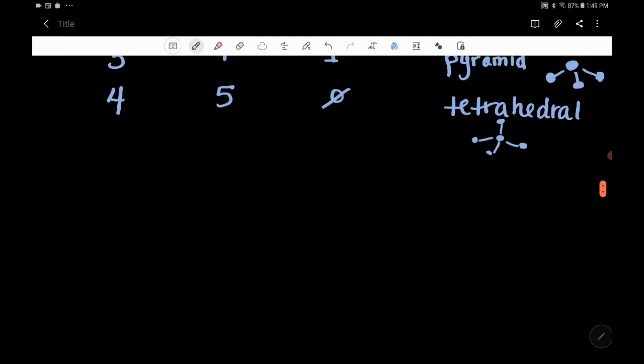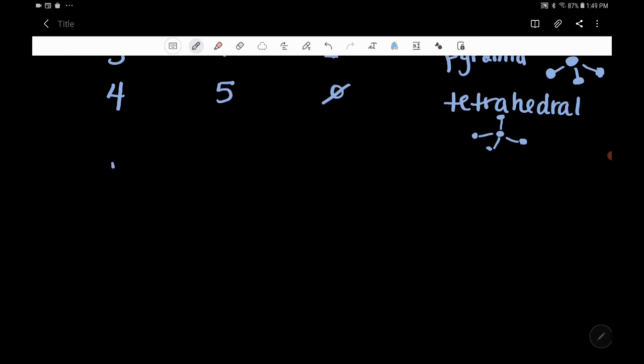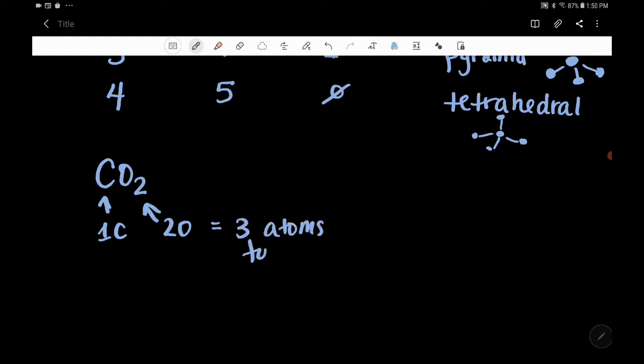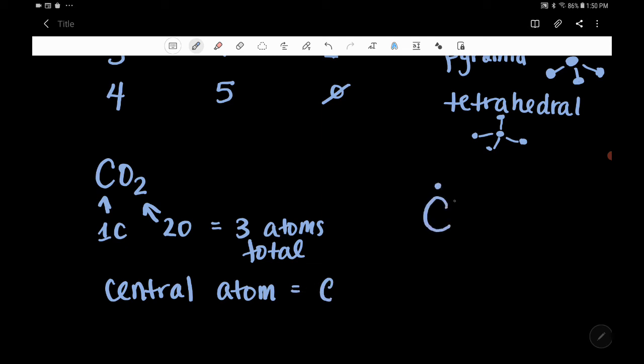So let's do a couple quick practices just to test the waters. So CO2, that was done the long way in another video. Let's just test this out. There is one carbon and there are two oxygens, so that gives three atoms total. And we know that our central atom is going to be carbon, because that's the one that there's only one of. So next we're going to draw out the Lewis dot structure of carbon, because that's how we're going to see if there's any lone pairs. There are no lone pairs on carbon. Okay, so now we have all the information that we need.